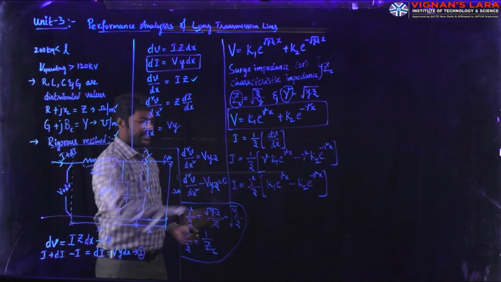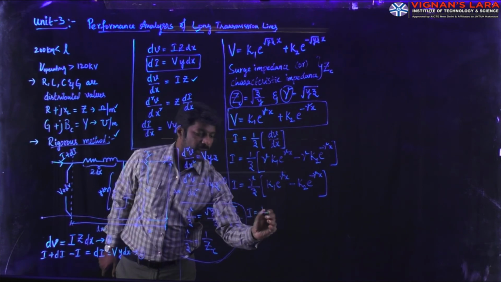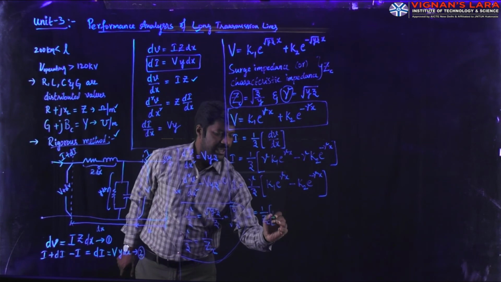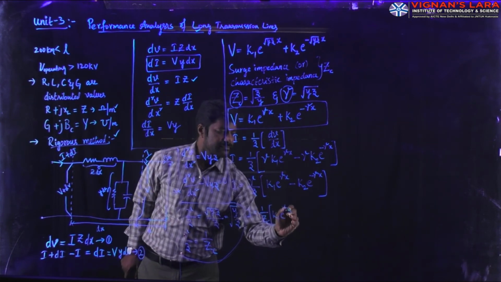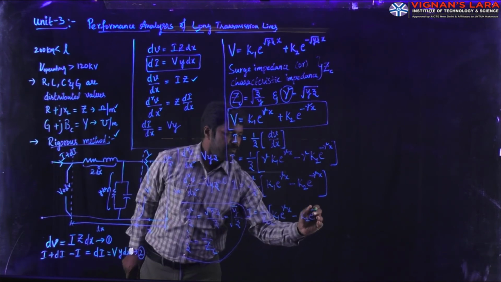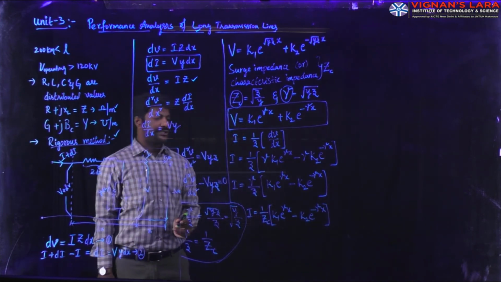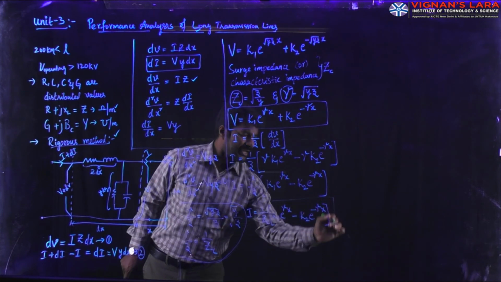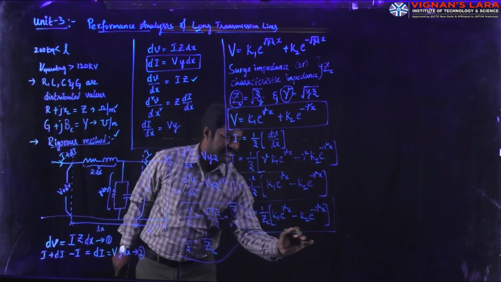Substituting the same thing here, we get the current I as 1 by zc of k1 e to the power gamma x minus k2 e to the power minus gamma x. This is the current solution. So finally we got the voltage solution and current solution for doing the complete analysis.